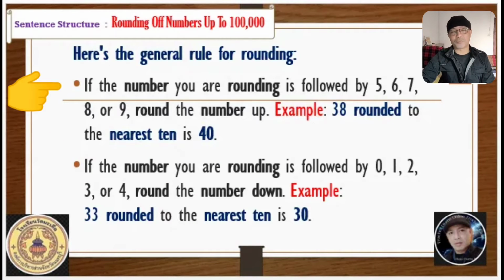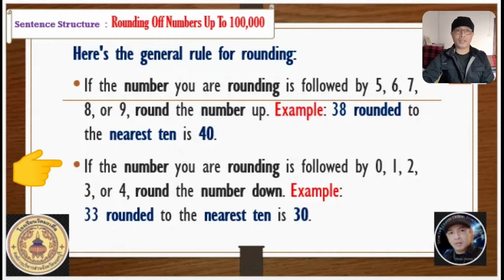Here are the general rules for rounding off numbers. If the number you are rounding is followed by 5, 6, 7, 8, or 9, round off the number up because these numbers are strong numbers. Example, we have 38, we rounded it up to the nearest 10, it becomes 40. If the number you are rounding is followed by 0, 1, 2, 3, or 4, round the number down because these numbers are weak numbers. Example, we have here 33, we rounded it down to the nearest 10, it becomes 30.